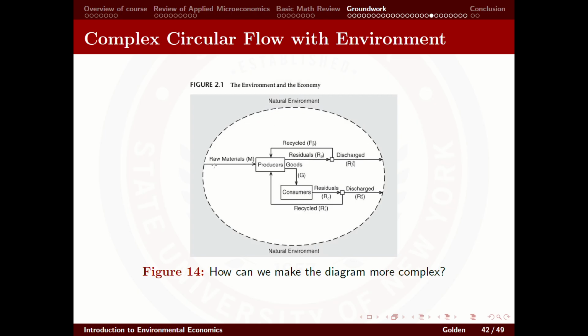And so now you have raw materials that come from the natural environment. They go to producers who create goods, which go to consumers, which create residuals. And then these residuals are discharged in the environment. They can also be recycled back to producers. And then consumers create residuals, producers create residuals, and all of this has to be discharged. So now we're thinking about how when we produce things, we create residuals that go back into the environment. And we have to think about how that works.